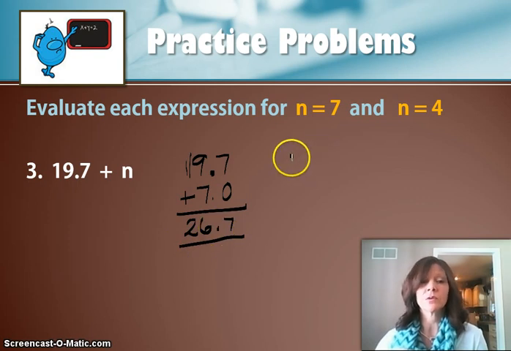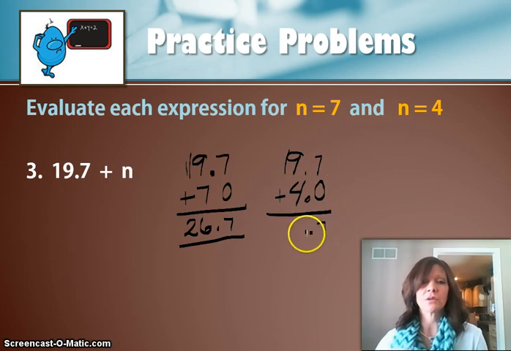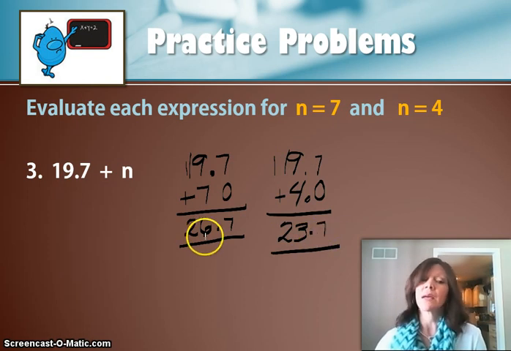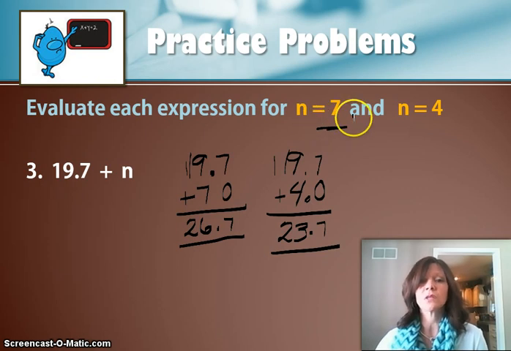Now let's look at it for n equals 4. Same thing. Set up your addition problem. 4 is a whole number. You have to add your decimal point after the 4. Annex your 0 because it doesn't change the value. And this is another addition problem. 7 plus 0 is 7. Bring down your decimal point. 9 plus 4 is 13. Carry your 1. 1 plus 1 is 2. So for n equals 4, your answer is 23 and 7/10. For n equals 7, 26 and 7/10. That decimal placement is extremely important. For whole numbers, the decimal always goes to the right.